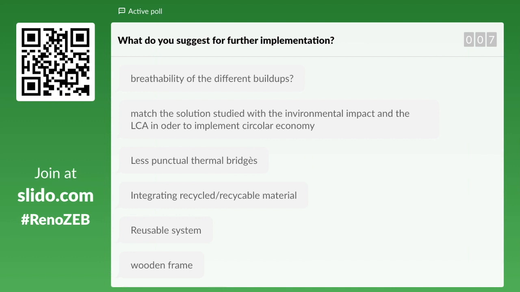Breathability of different build-ups. What do you mean with build-ups? If you want to put on your microphone.